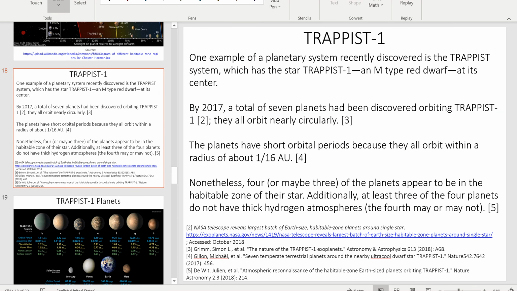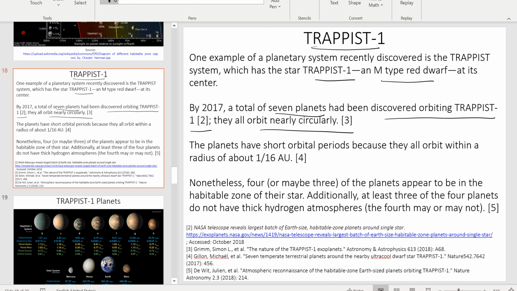Very lastly, in this video, I want to talk about one particular system which is very interesting. We don't have too much more time in this video, so I'll just make this very brief. But there's one system in particular which was in the news a couple years ago. By 2017, a total of 7 planets had been discovered orbiting the TRAPPIST-1 star. They all orbit nearly circularly, and the TRAPPIST-1 star is an M-type red dwarf. As I mentioned, this is actually very common.